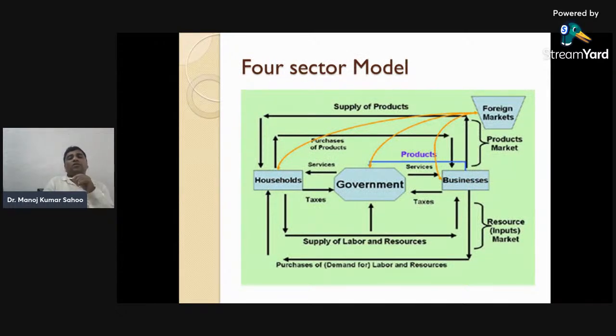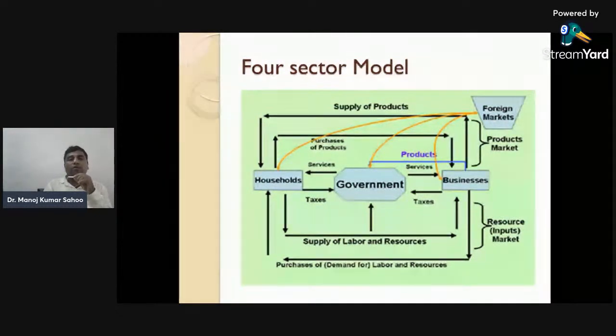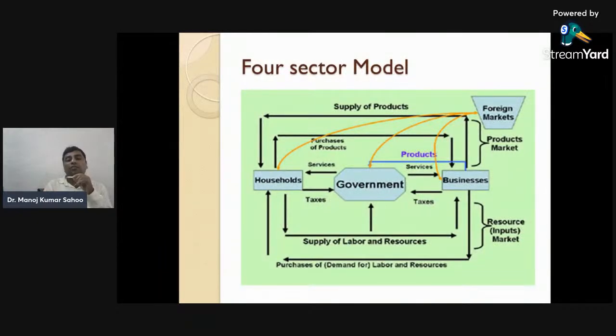Now we will discuss the four sector model. We call it the four sector model because here four economic agents are involved. One is the household sector, second one is the business sector, third one is the government sector, and the fourth one is the foreign sector or foreign market. You see, all these arrows are interlinked with each other.